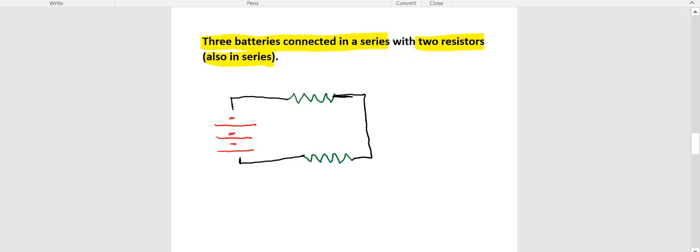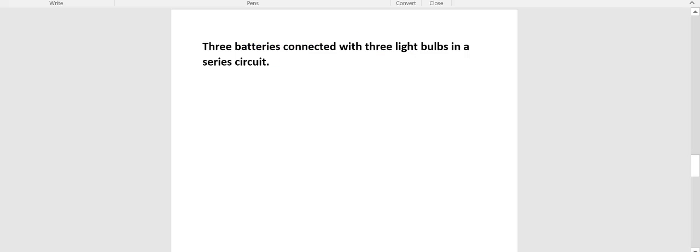If you need to go back and rewatch parts of this, make sure you do that. Let's do a couple more examples, but they're all pretty similar. Okay, I'm just checking to make sure I got everything. All right, 3 batteries connected with 3 light bulbs in a series circuit. Okay, so this one's different. A lot going on here, but if we just follow the same process, we should be good.